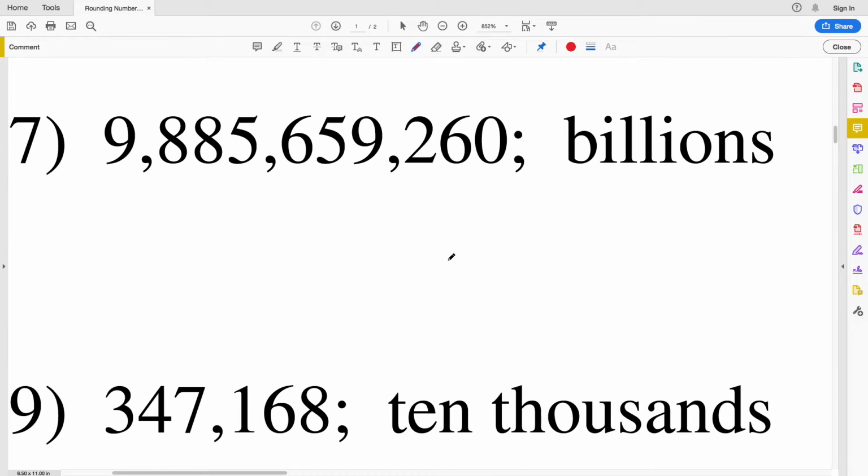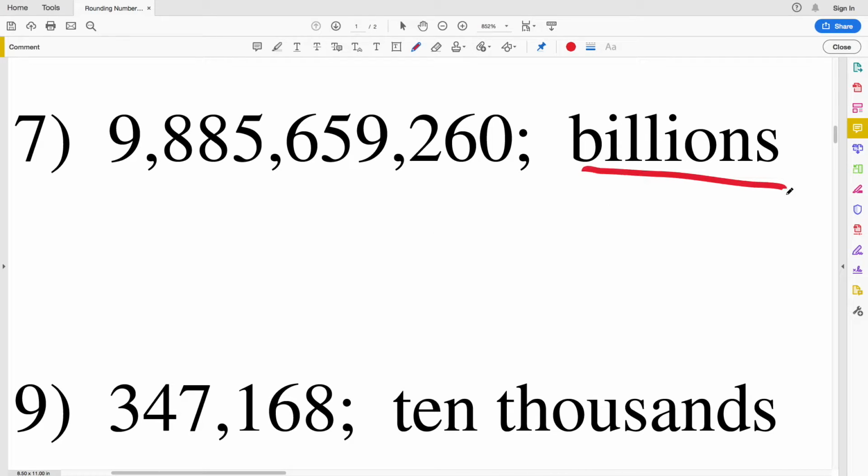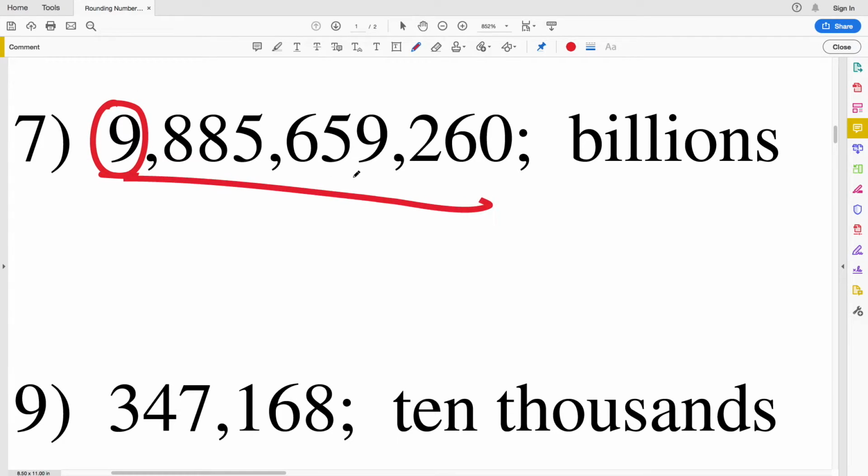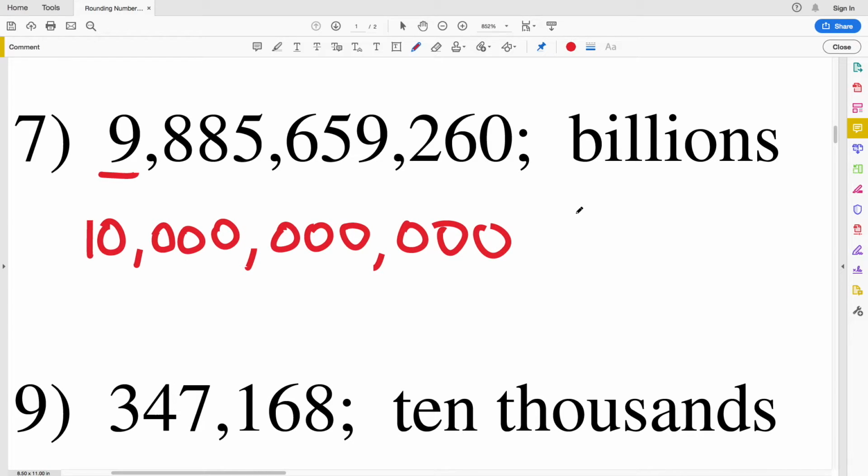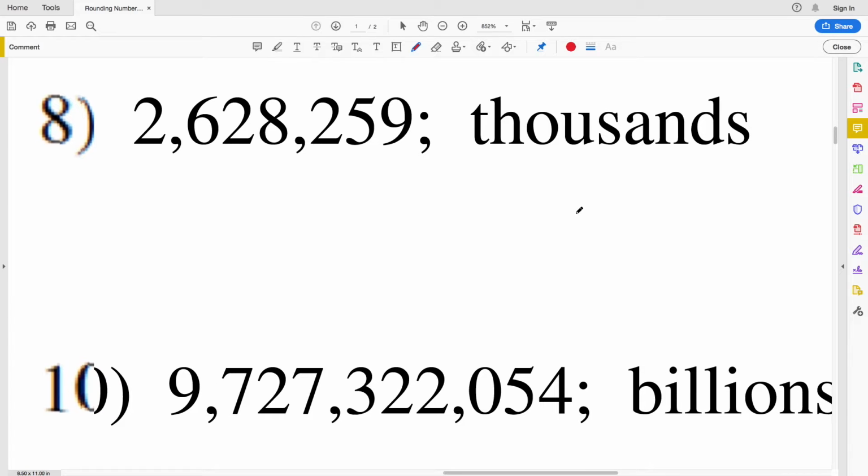In number 7, it says to round to the billions place. And that is that place here. We have 9,885,659,260. So in order to figure out where we're going to round, we know that we're rounding to the nearest billion, but this number falls between 9 billion and 10 billion. Which one are we going to round to? Well, looking at that previous place, this 8 is greater than 5. So our overall number is closer to 10 billion than it is to 9 billion. So we'll add 1 to 9 to give us 10. So 10 billion.